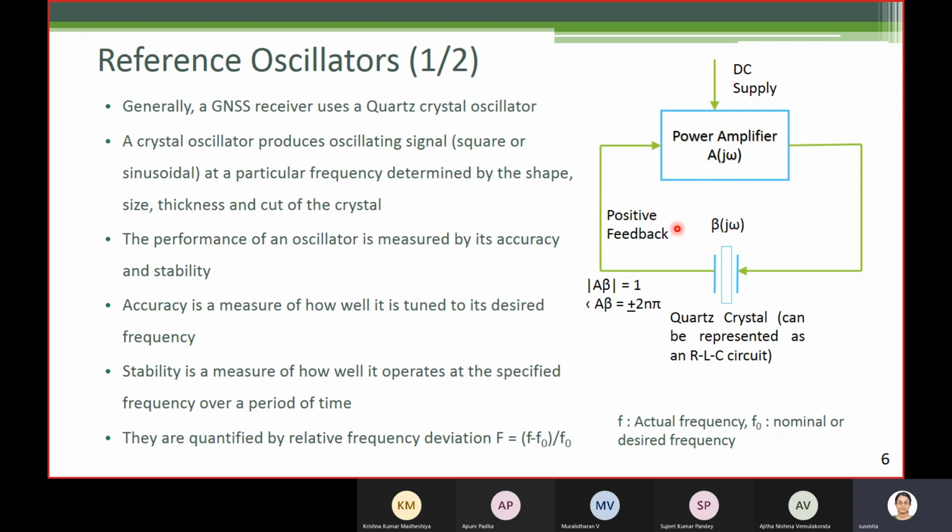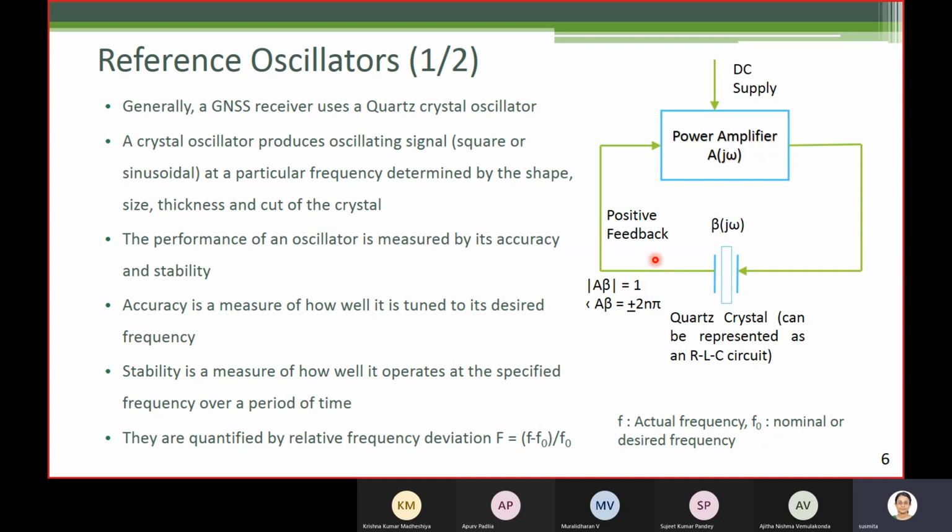So to make sure that the oscillation is sustained, the loop gain is made unity. The loop gain is unity. So whatever amplification that you get from the power amplifier is actually attenuated by this crystal. As a result, the amplitude remains the same. The oscillation amplitude neither grows nor attenuates. It is sustained. Similarly, the phase is plus minus 2n pi. So there is no phase shift also. This way it is made sure that the oscillations are sustained.